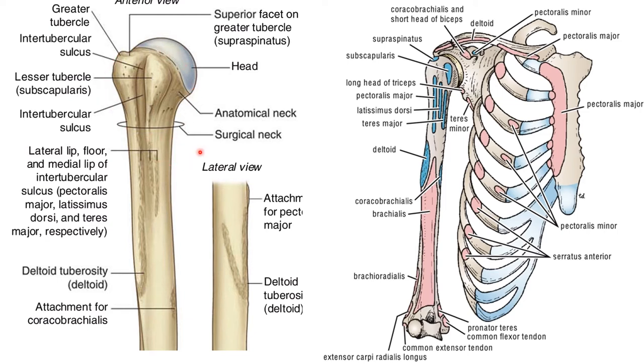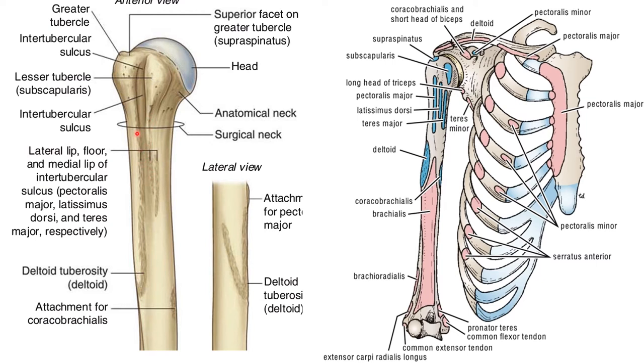This is the upper end of the humerus. This is the head of the humerus, lesser tubercle, greater tubercle, and in between the lesser and the greater tubercle, we have a groove present which is known as intertubercular sulcus. Now, this intertubercular sulcus is bounded by two walls. Laterally, the valve is called the lateral wall or the lateral lip of intertubercular sulcus, and medially, it is bounded by the medial valve or medial lip of intertubercular sulcus.